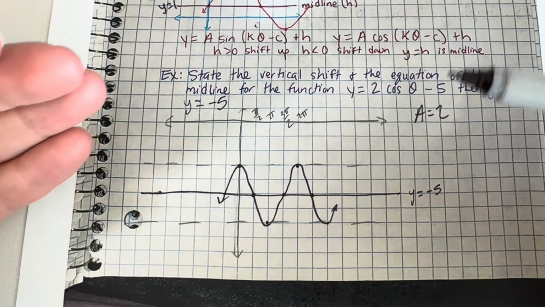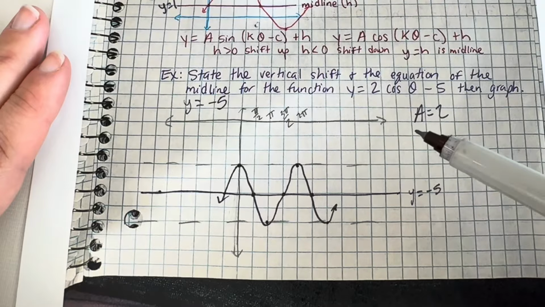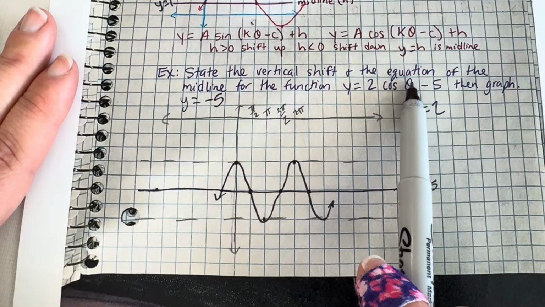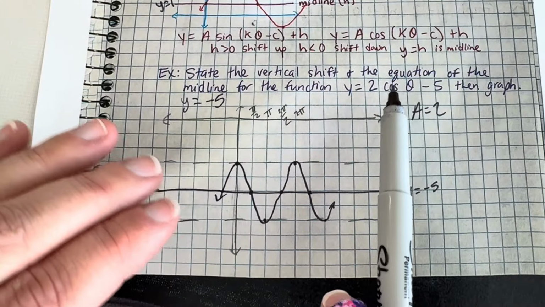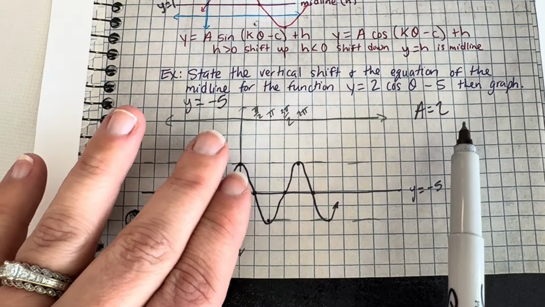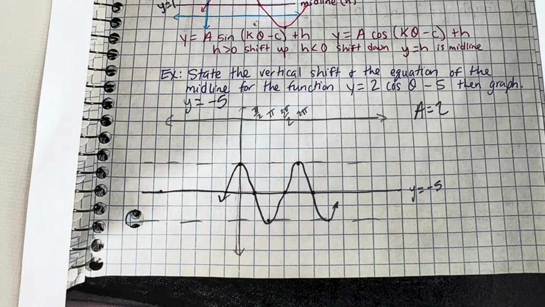So now it has been shifted down. If there is stuff attached to this with our K and our C, then that's going to potentially change how we're shifted over. It'll change the period of time in which it happens, and we'll talk about that in the next video.